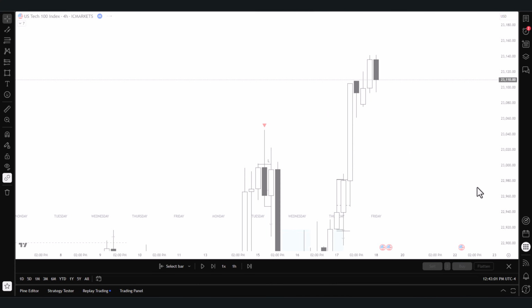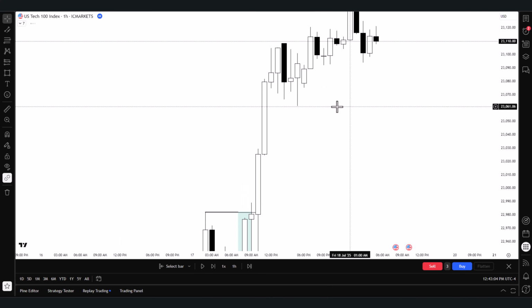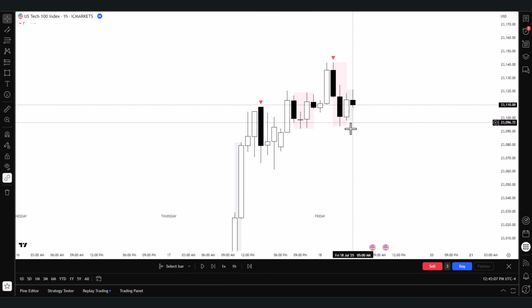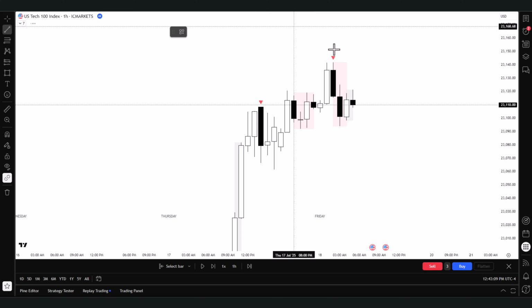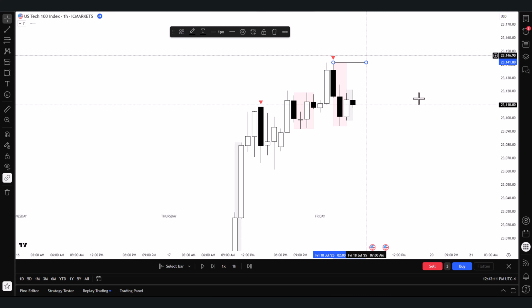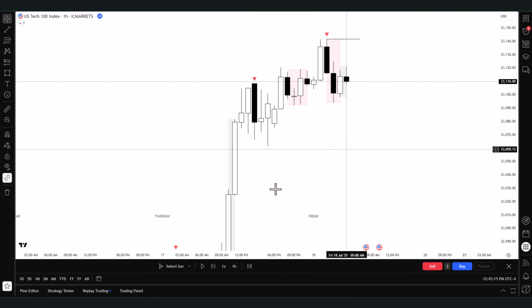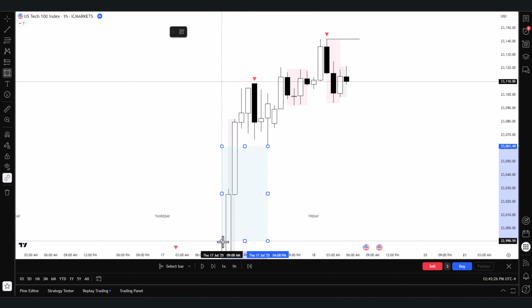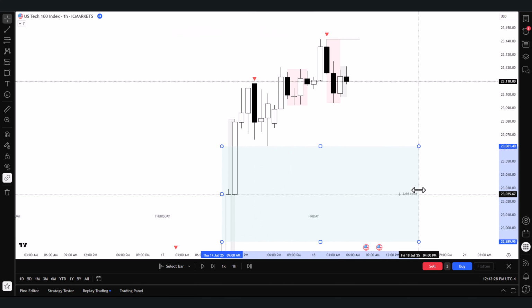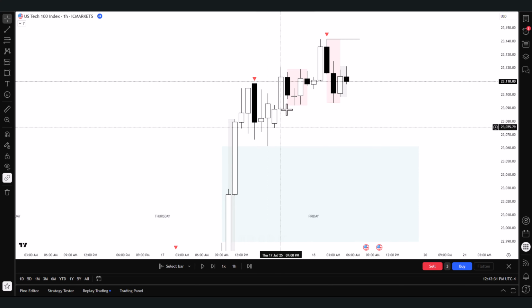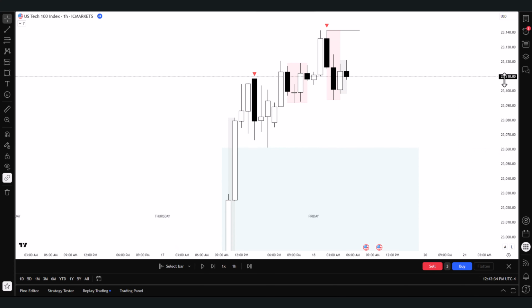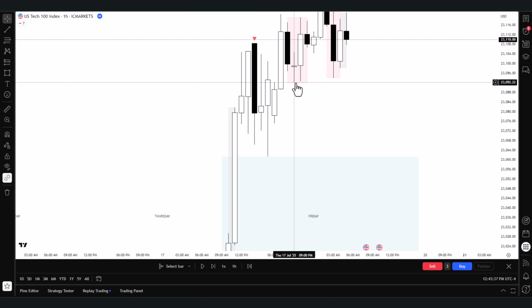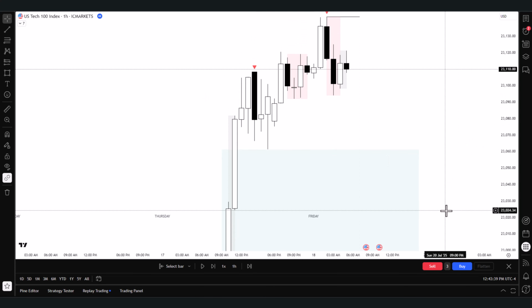Two AM. Here is my buy side key level, and here is my FVG. Price already filled this FVG. That means our valid FVG will be from here. Oh, there is also an FVG, but price already filled it. That means this is not a valid key level.